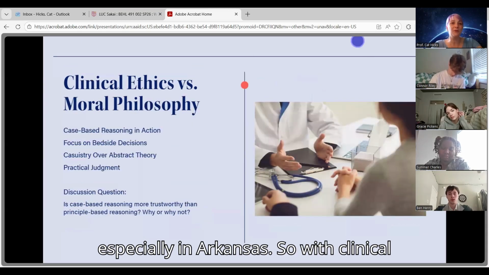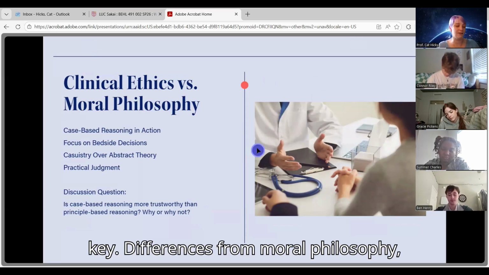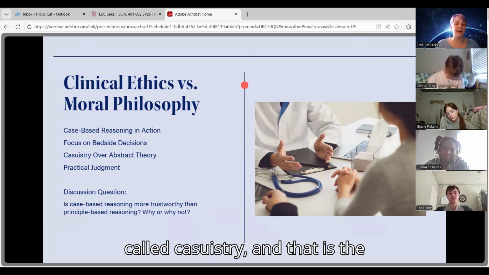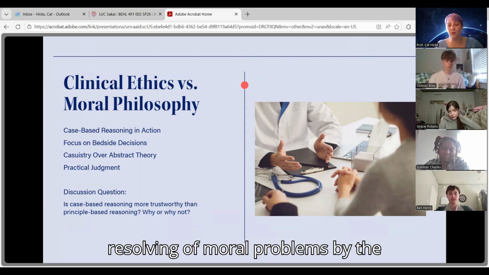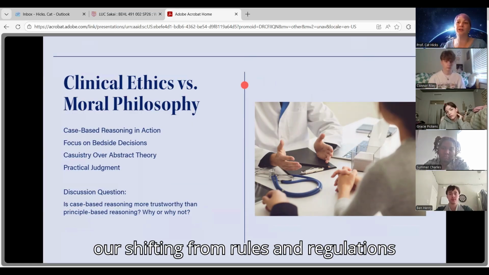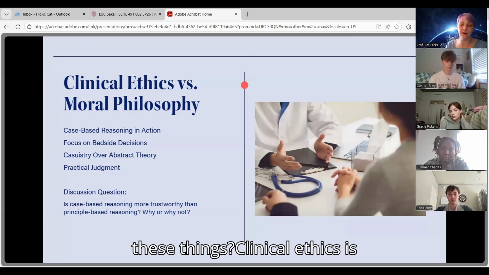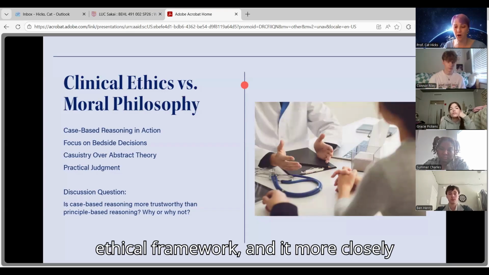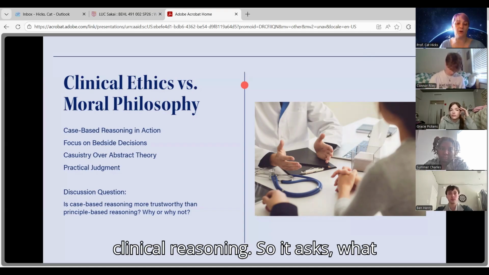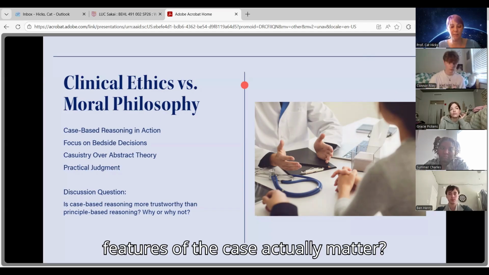So with clinical ethics, we're looking at a few key differences from moral philosophy, right? The authors emphasize what's called casuistry, and that is the resolving of moral problems by the application of theoretical rules. So it's our shifting from rules and regulations into how do we actually enact these things. Clinical ethics is very different from constructing an ethical framework, and it more closely mirrors clinical decision making and clinical reasoning. So it asks, what kind of case is this? What features of the case actually matter?